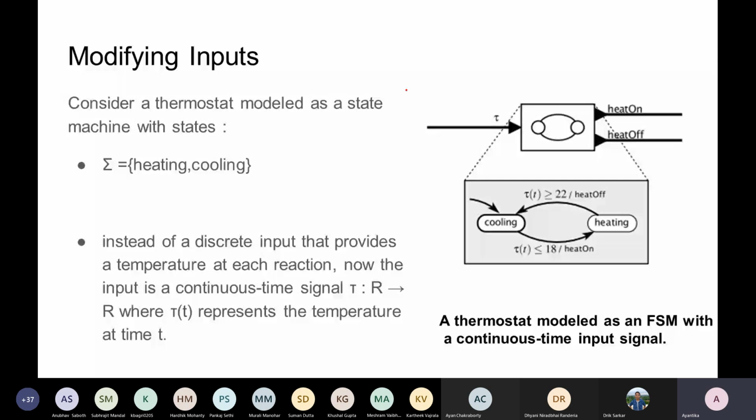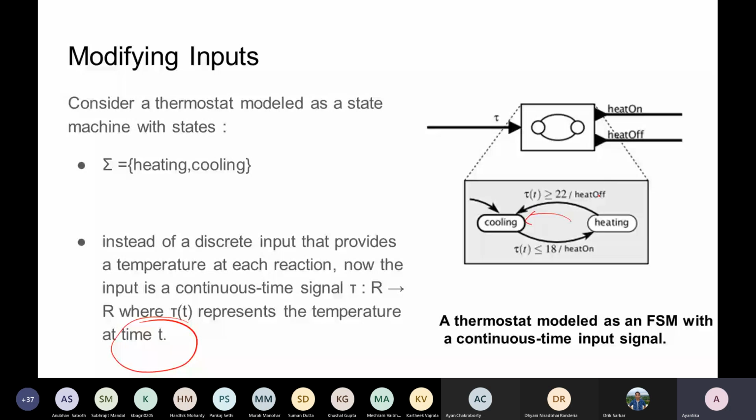So how we are incorporating that modification, the idea is completely simple, that here we are incorporating the notion of time. So whenever we are thinking about any continuous signal that is working in our cyber physical system as inputs or state transition conditions, we are just considering the value of it at a particular time t, and according to that we are defining the transition conditions.